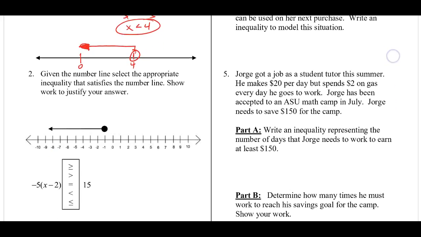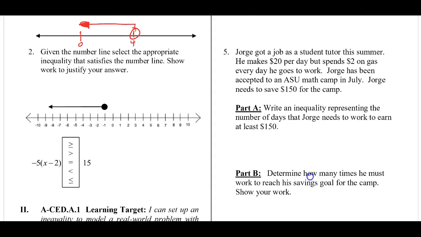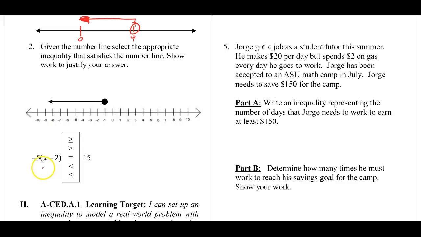Number 2, given the number line, select the appropriate inequality that satisfies the number line. Show work to justify. So what I'm going to do is I know I have this inequality over here, and I'm going to go ahead and solve it without a sign and see what I get.